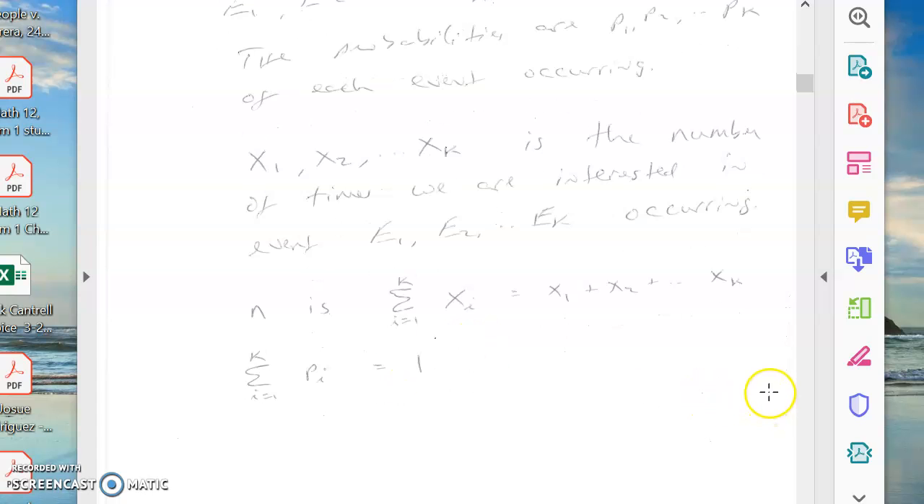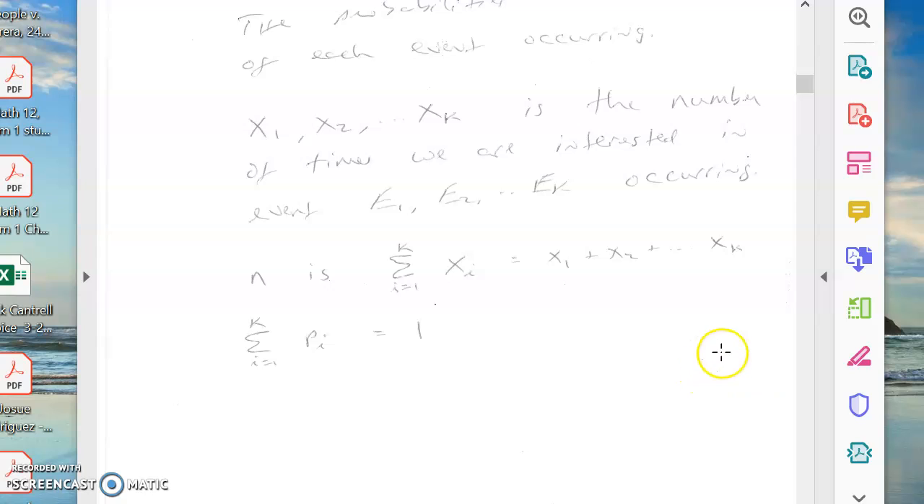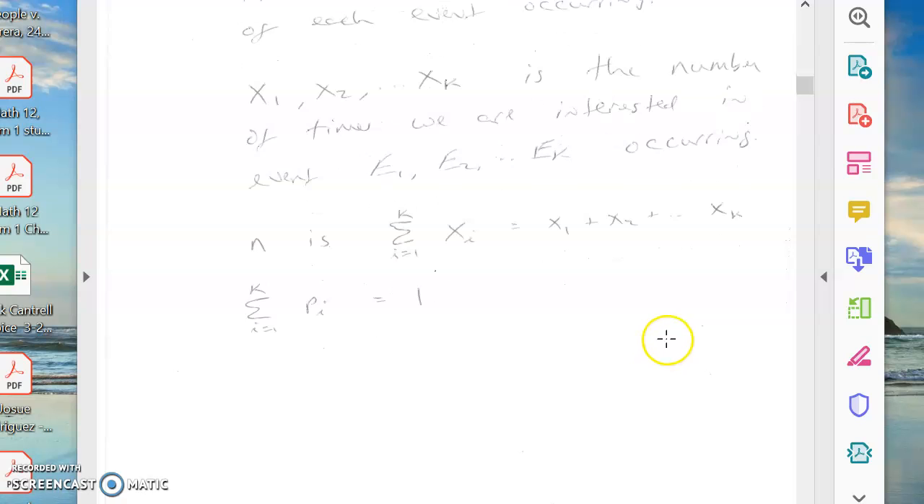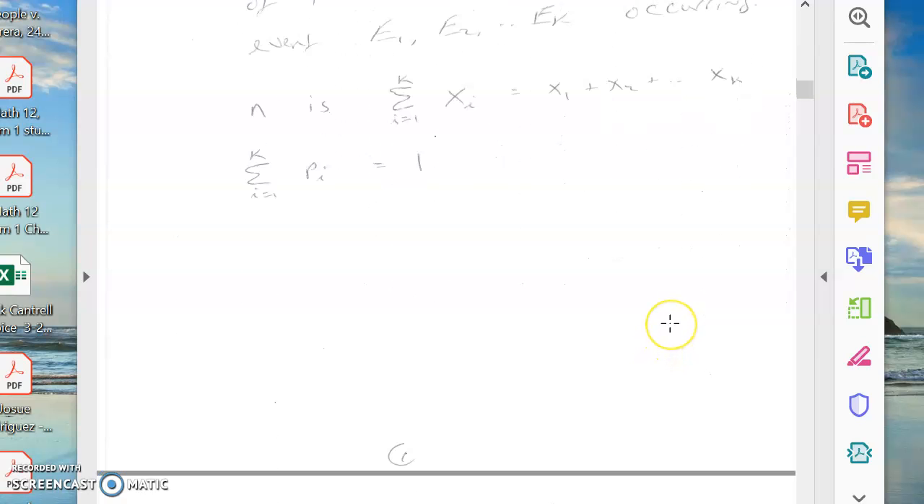That's just the way we normally do it. And when you add up all of the possibilities, you know, how many times do you get a success in x sub 1, how many times you get a success in event number 2, and so forth. It all adds up to get you the n. And then the summation of all of the probabilities is equal to 1. That's just one of the rules of probability.